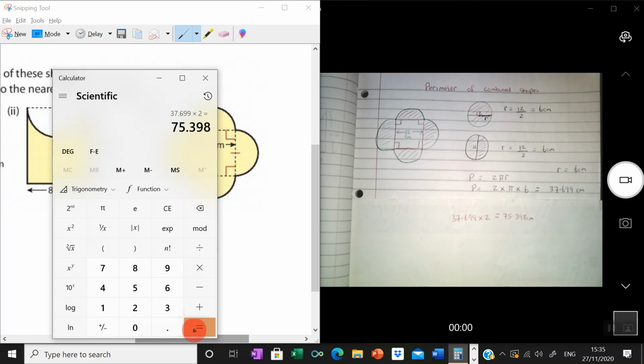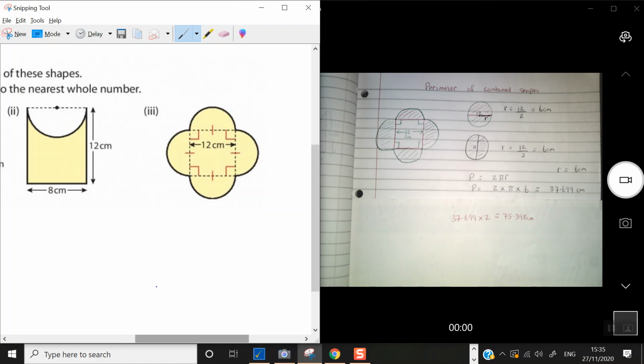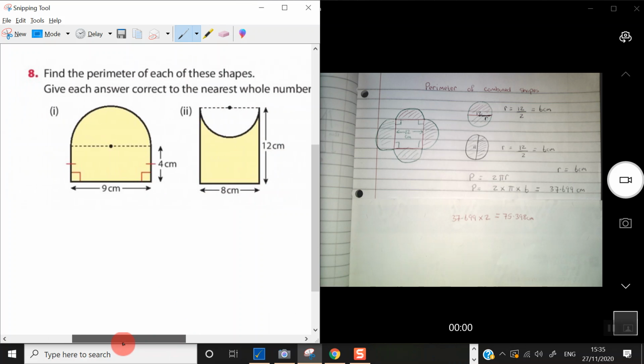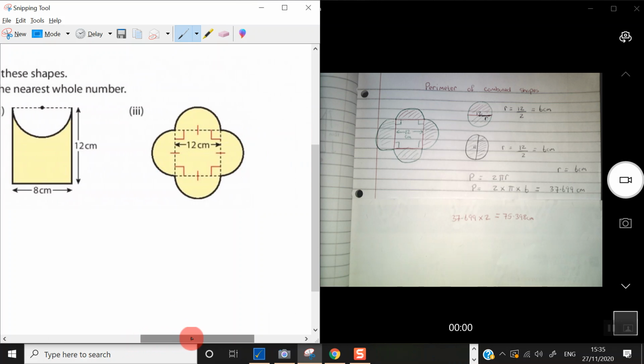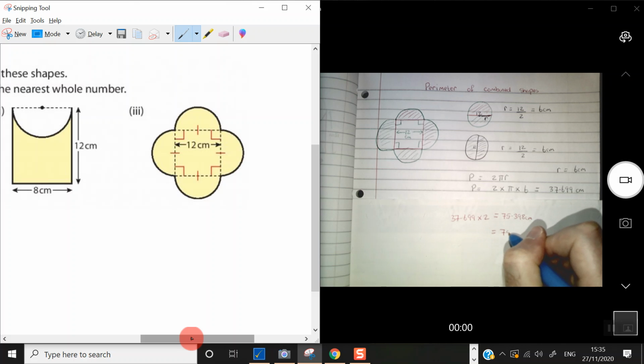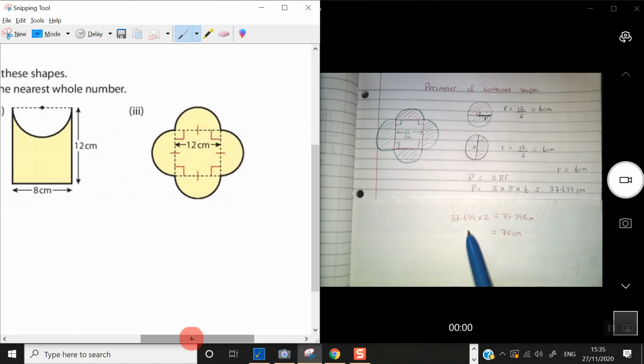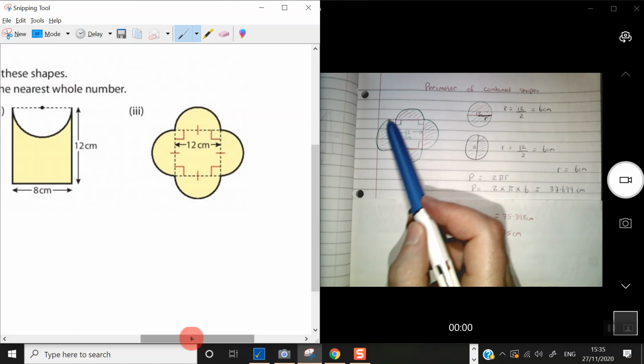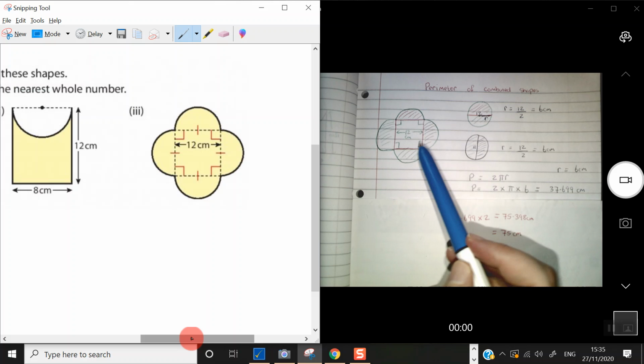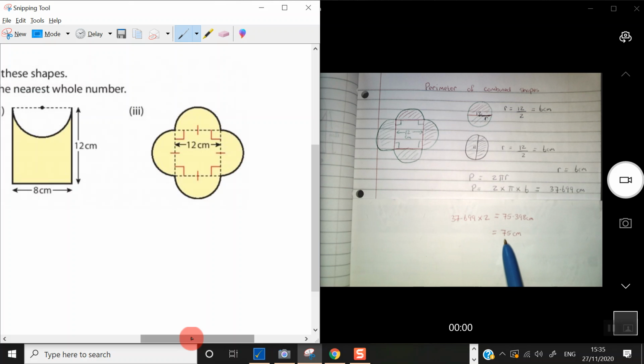75.398 centimeters. Now the question asks us to give our answer correct to the nearest whole number. So if we look at this number and think about the nearest whole number, we look at the number after the decimal point, and we can see that it's less than 5. So we just round this to 75. So this is equal to 75 centimeters. So what we can say then is that the perimeter of this shape, which is just the perimeter of the two circles combined together, is equal to 75 centimeters. And that's your answer.